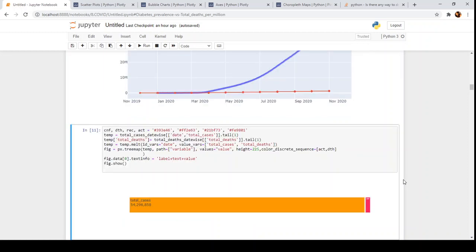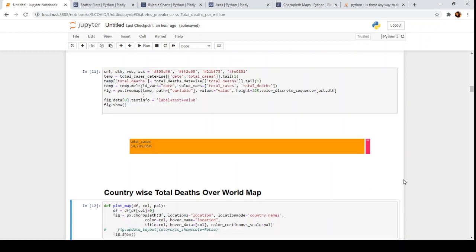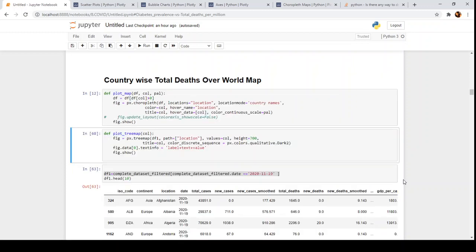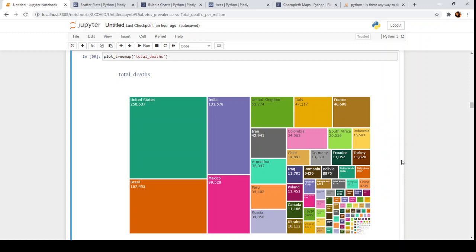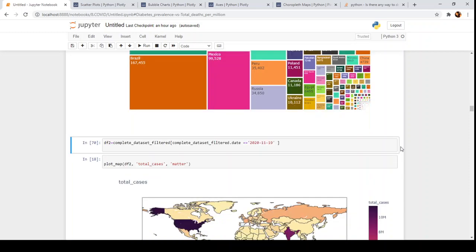And this is the share of total cases. You can see the ratio of both total cases and total deaths worldwide. Now country wise total deaths over world map. You can see the heat map here. Through colors you can see the intensity, severity of the COVID-19 total deaths. It is showing in North America, United States, it is at the maximum scale. Now this is the tree map. It is showing the share of all the countries of the world in total deaths. So maximum number of deaths have occurred in United States.